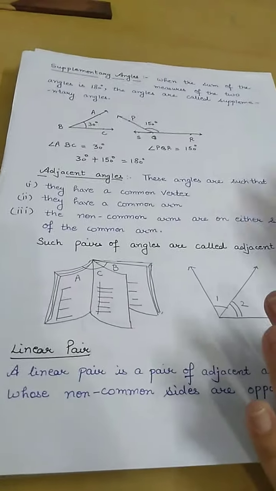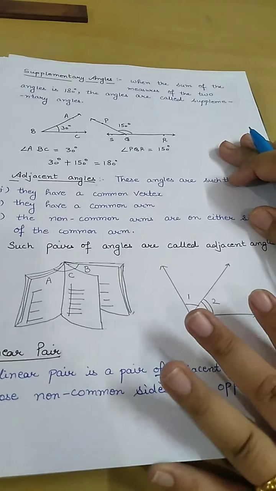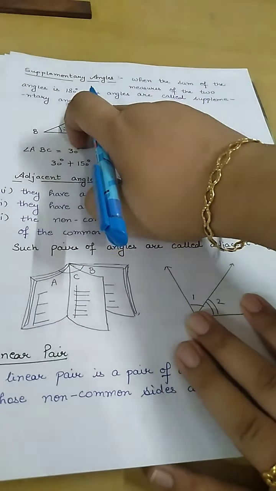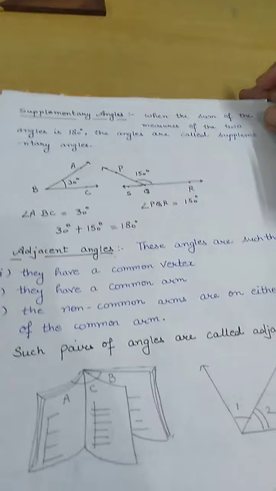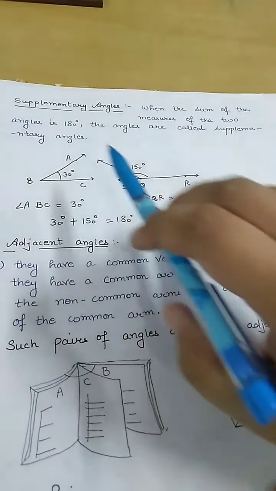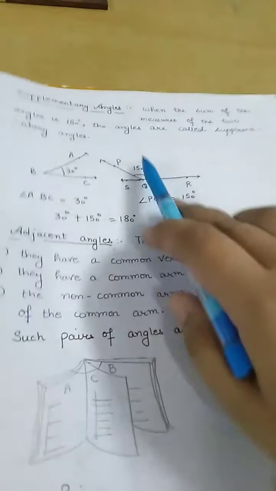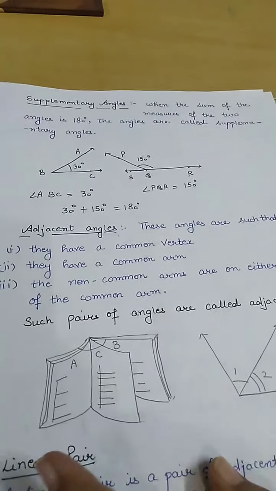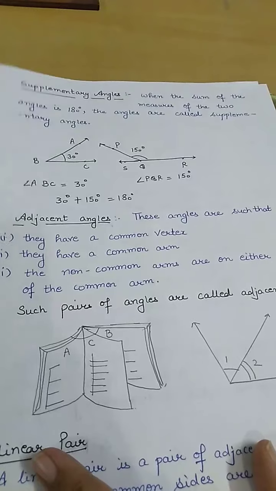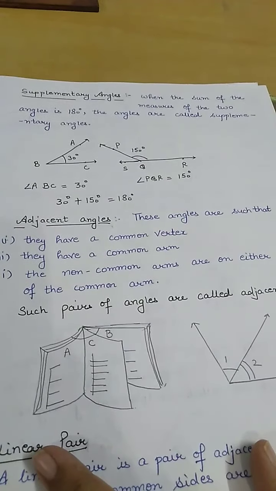So next is supplementary angles. Here also we have a pair of angles. If they give you a sum of 180 degrees, the angles are known as supplementary angles. Suppose this is 30 degrees, this is 150 degrees. When we add them, we get 180 degrees. So they are making a pair of supplementary angles.